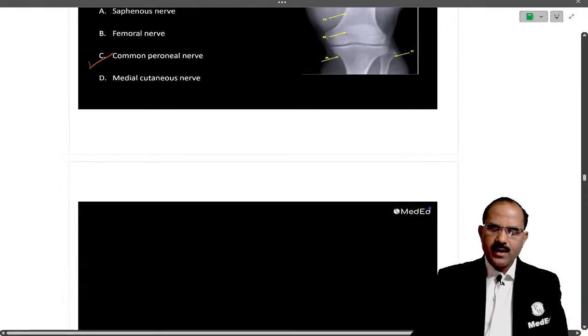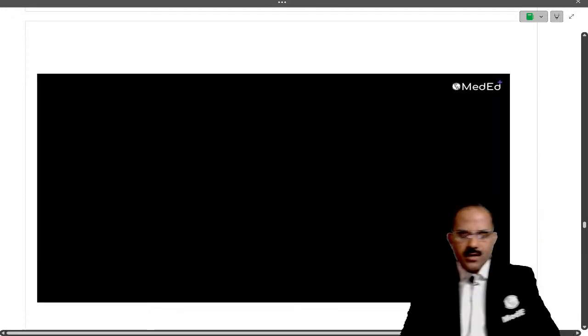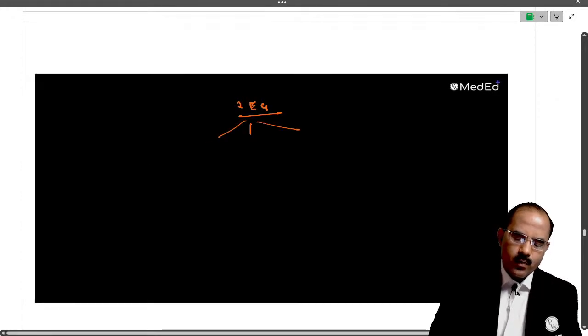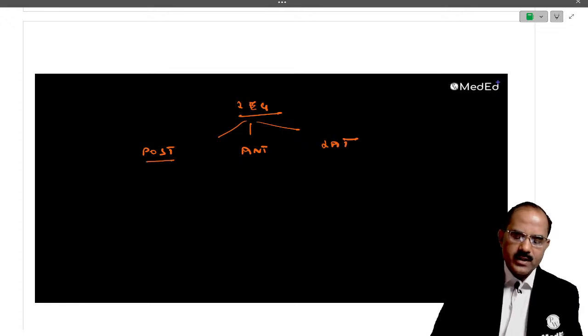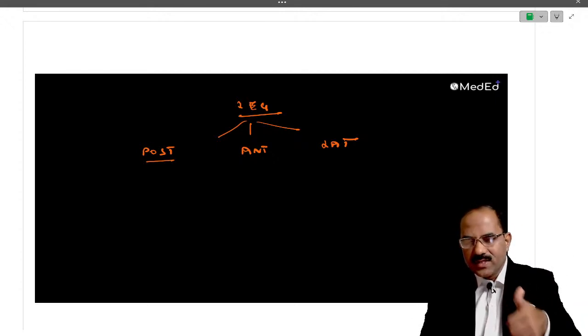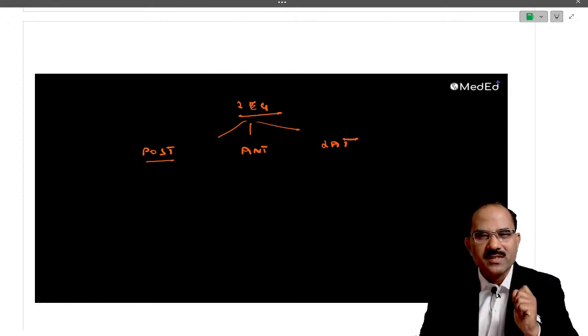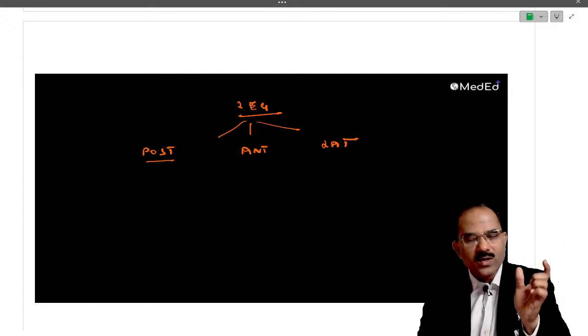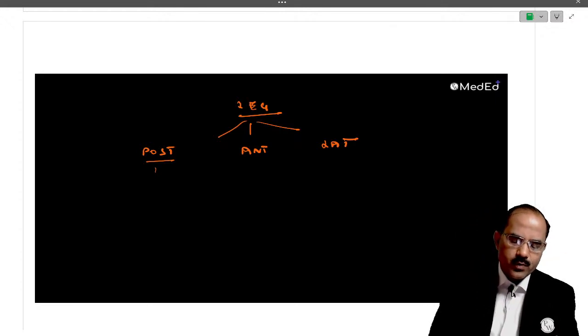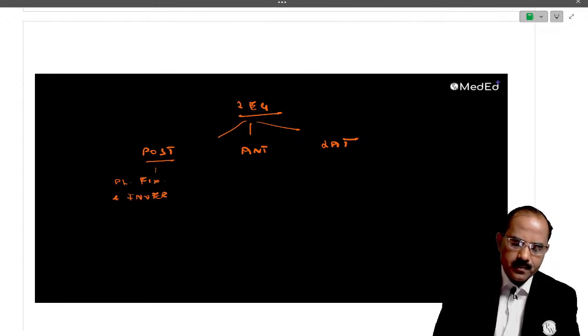See, just one moment. In a quick nutshell, leg has got three compartments. One is posterior compartment, one is anterior compartment, and one is lateral compartment. Which are the muscles in the posterior compartment? The gastrocnemius, soleus and plantaris. The deep muscles are the tibialis posterior, the flexor hallucis longus, the flexor digitorum longus, and popliteus. What is the action of popliteus? Unlocking of knee joint. Rest all the muscles do what? Plantar flexion and inversion.